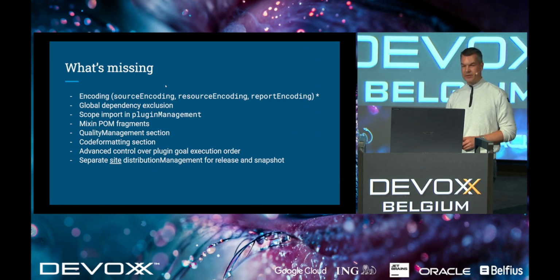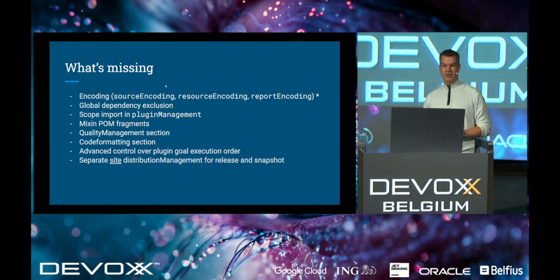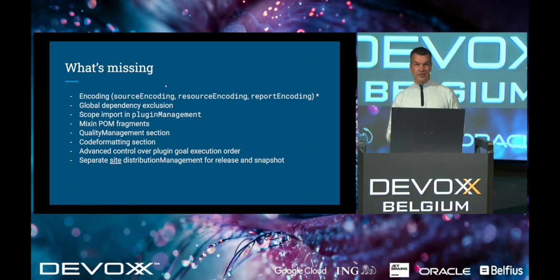Separate site distribution management. I'm not sure if people are really using the report sections to publish their documentation to a specific site. But with the normal artifacts, there's a separate snapshot and release repository. For a site, there's only a distribution management section. And it would be great if you could also separate that for snapshot and releases. XML attribute set support, also something that would be great to have. And there's much, much more. Currently, just not possible because we have this POM file, and it's all predefined what's allowed and what not.